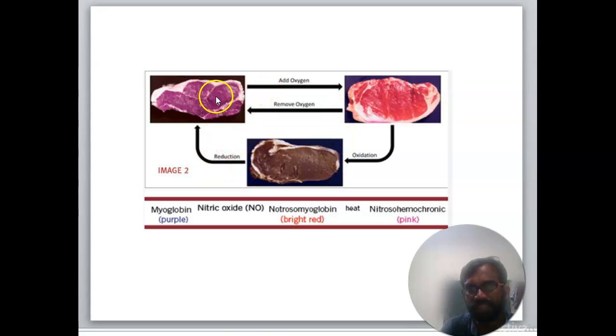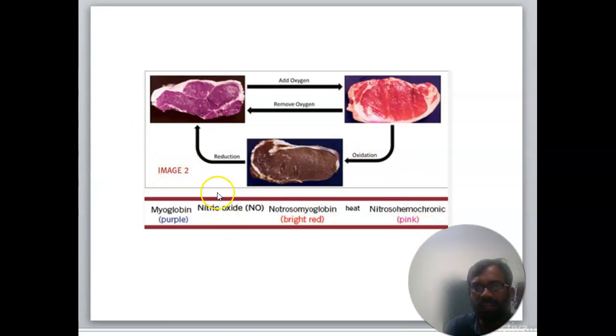You can see here this is the meat, and this is the adding of oxygen, it converts, and with removal of oxygen it changes. So that is called the process. The meat color is always determined by oxidation and reduction. So myoglobin and nitric oxide give nitrosomyoglobin, bright red, and nitrosohemochrome, the pink color.